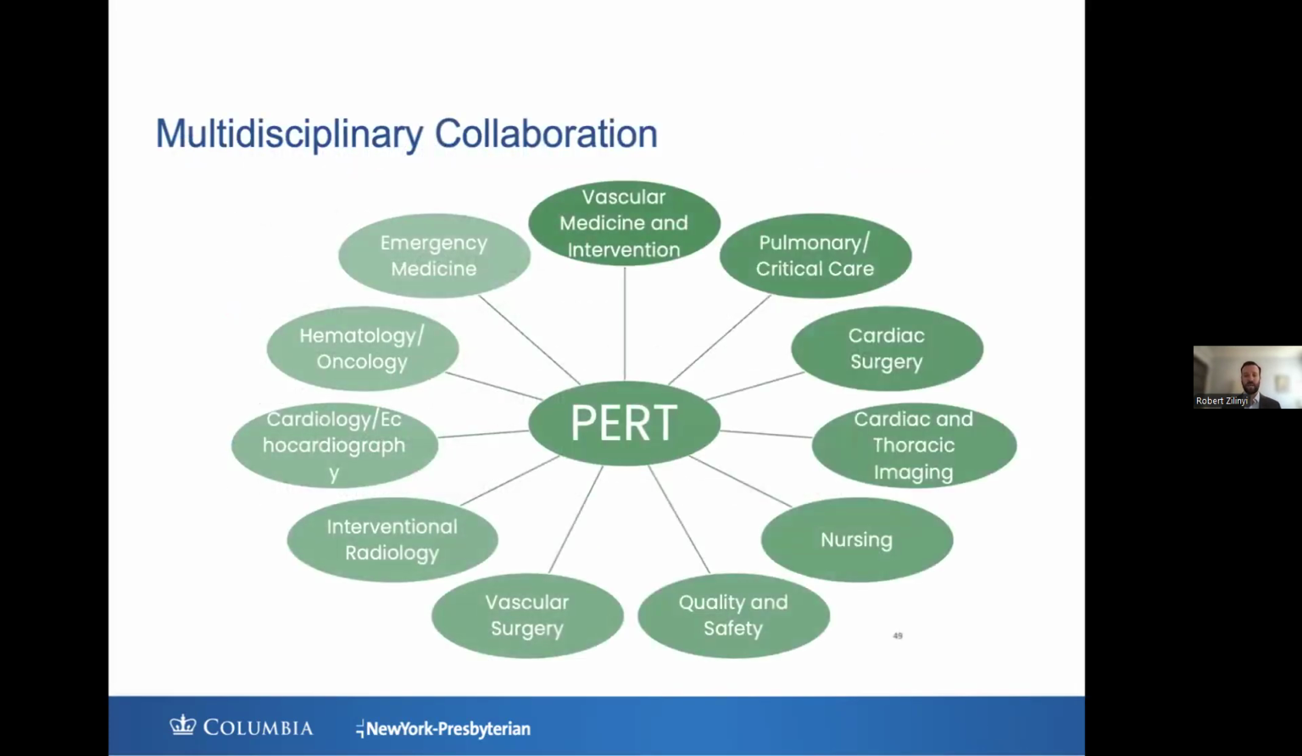So this is a graphic to represent some of the components that are present at PERT teams across the United States and the world, which include pulmonary and critical care, cardiac surgery, cardiac and thoracic imaging, nursing, quality and safety, vascular surgery, interventional radiology, cardiology, interventional cardiology, hematology and oncology, and emergency medicine.